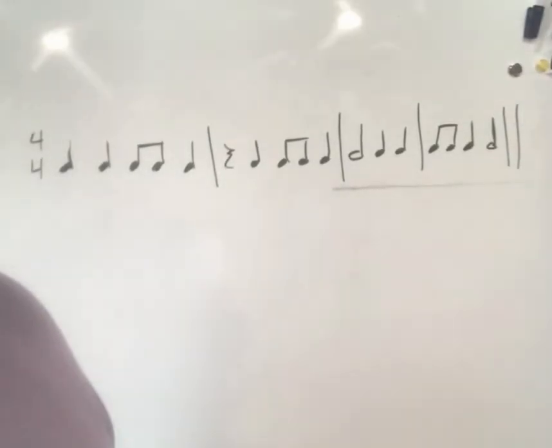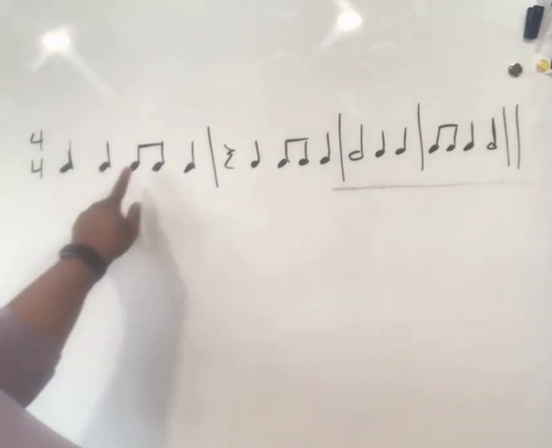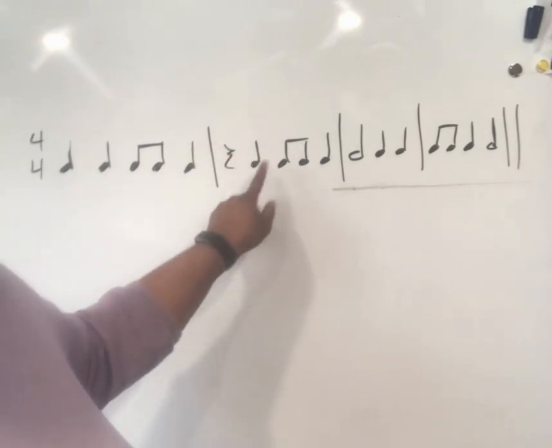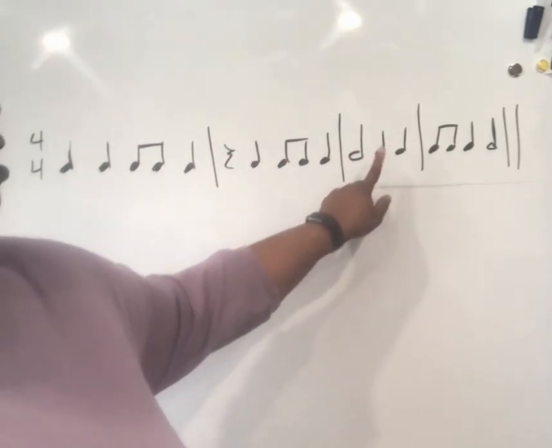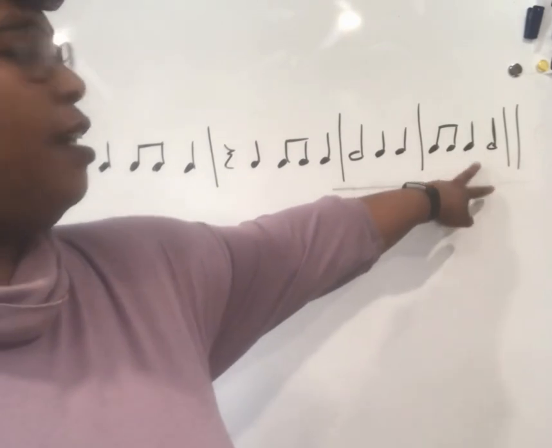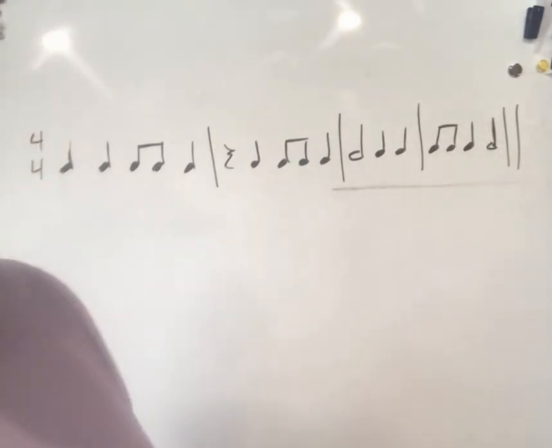Let's count one more rhythm together. Here we go. 1, 2, ready, and ta, ta, ta-dee, ta, ta, ta-dee, ta, ta, ta, ta, ta-dee, ta, ta. How'd you do?